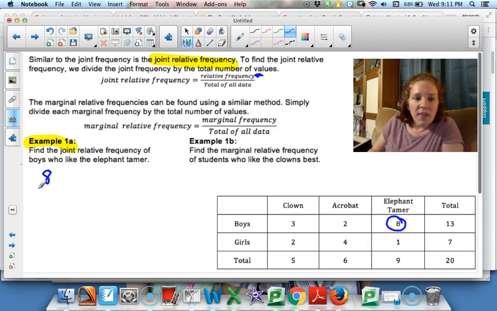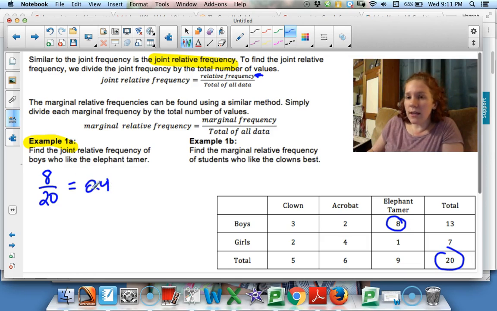And I'm going to put that over the total number of data values. So my total number of data is 20. Then I'm going to actually divide that. So 8 divided by 20, make sure you're putting 8 in first, and I get 0.4.